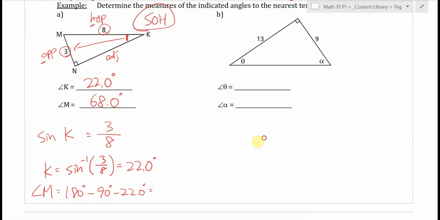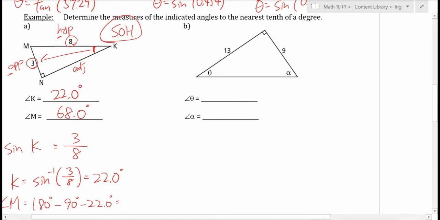All right. Why don't you try part B? Again, the first step is to name the sides. I'll let you do that. Pause the video, and I'll show you the answer in a bit.